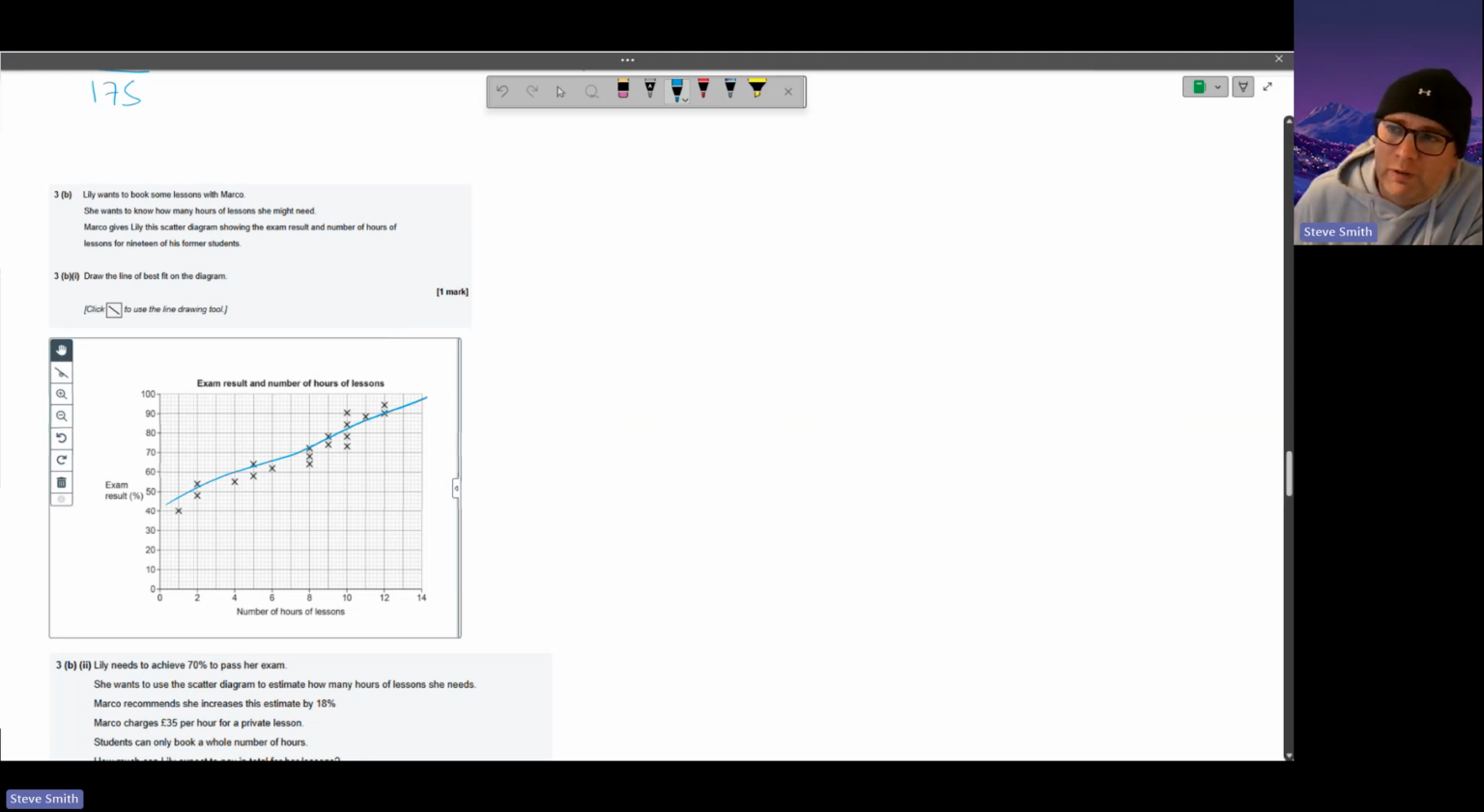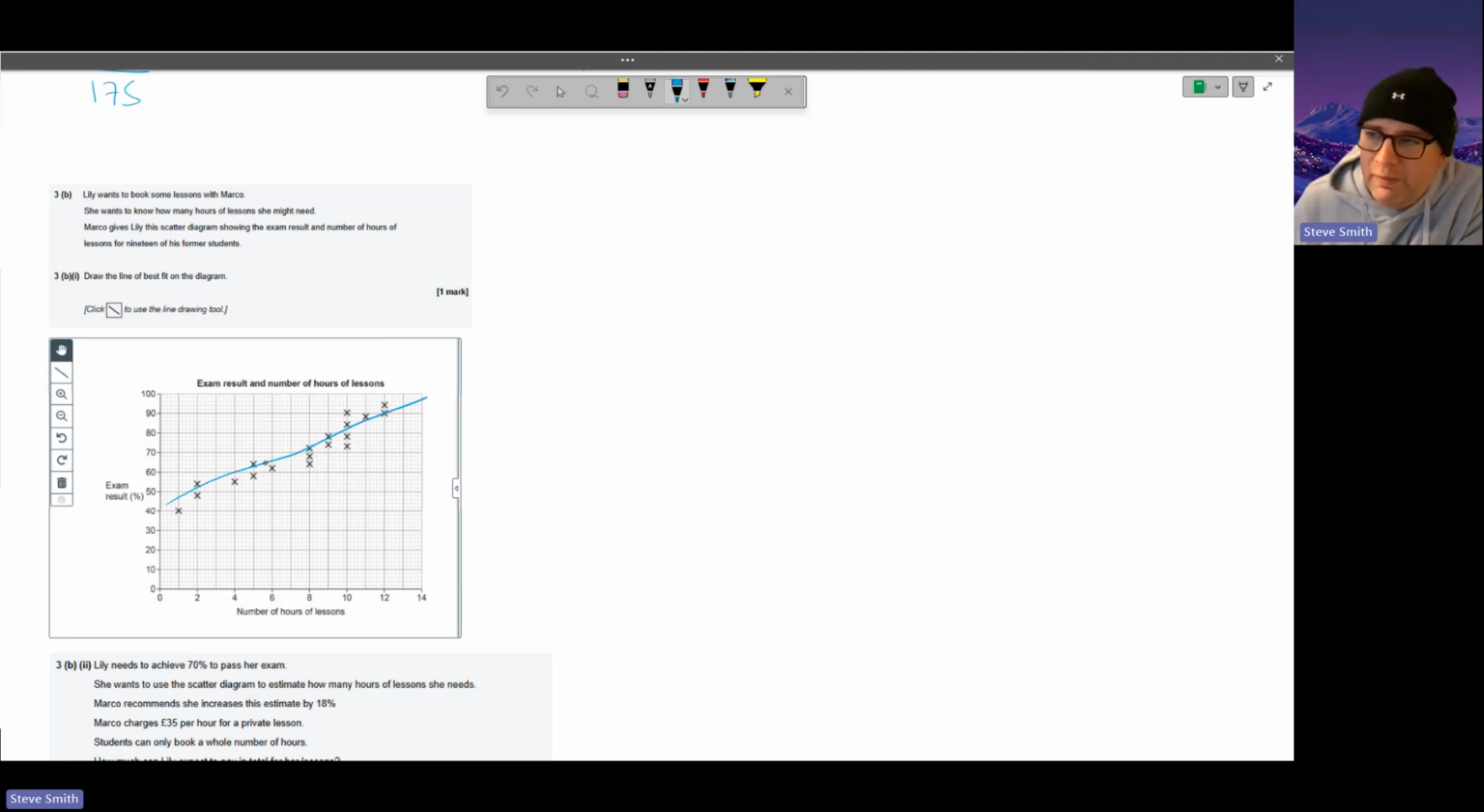On the computer, I'd have clicked this tool here, dropped it here and dragged it along. Once I've dragged it and stopped, I can then move it up and down as I see fit. So it's good to get a line on there using the computer one and then tweaking it a little bit if you need to. But again, don't worry too much about that.